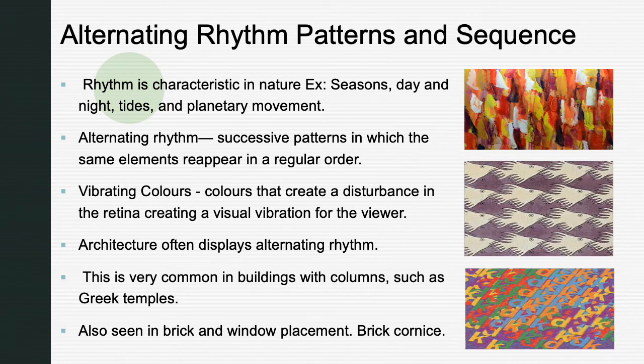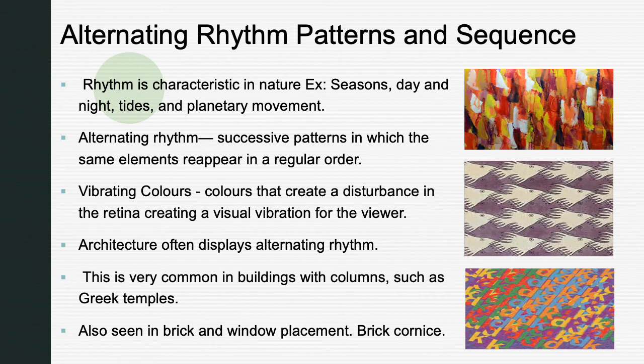Next one is alternating rhythm or patterns and sequence. We can repeat more than one element in a design. In an alternating design, we use a 1, 2, 1, 2, 1, 2 pattern. Think of the black and white squares on a chessboard. That's an alternating rhythm in play. An alternating rhythm is, in fact, a regular rhythm with more complexity.